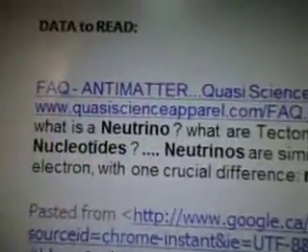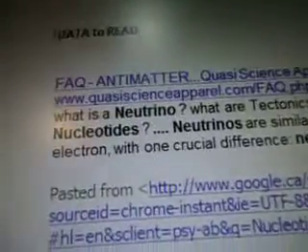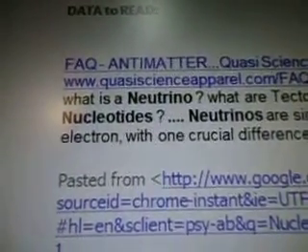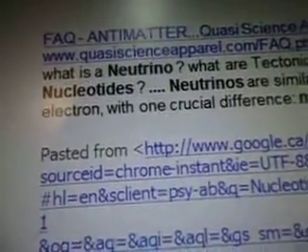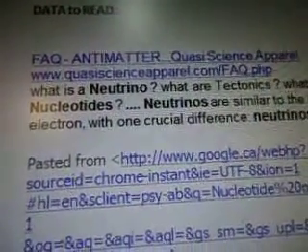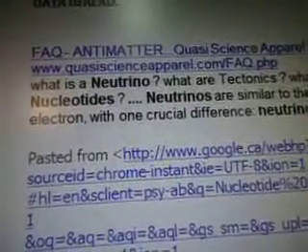So this is data to read. Okay, so when I Googled it, I got antimatter quasi-science apparel. What is a neutrino? What are tectonics? What are nucleotides? Neutrinos are similar to the more familiar electron with one crucial difference. Okay, so that link will go up. All this will go up on the blog, so you can click on the links and see what they say.